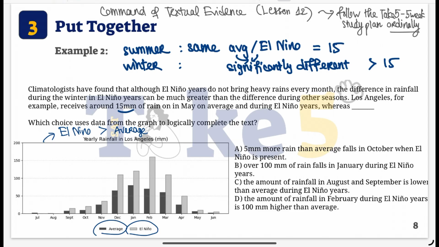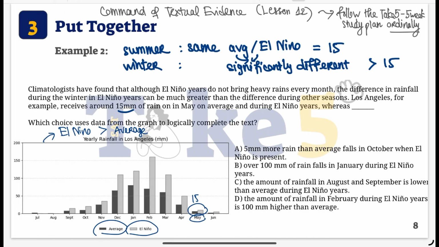We match the information in the last example, saying that in May, both average and El Nino average rainfall are around 15 millimeter, which is illustrated by these short and fairly similar in height columns here in May. That is good enough. Don't get trapped in diving deeper into the analysis rabbit hole. Now we know what we are looking for: something to show that the difference between average rain and El Nino rain is higher than 15 millimeter in winter months. Let's go through the answers and eliminate.